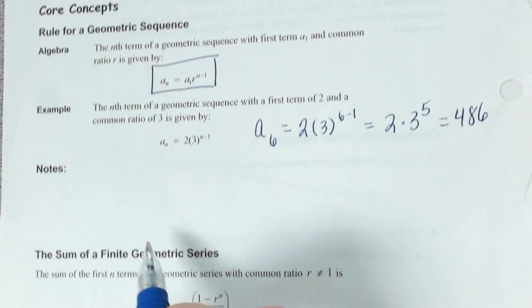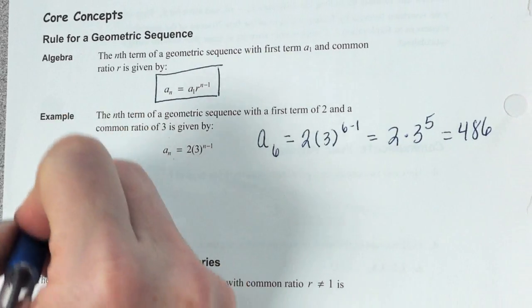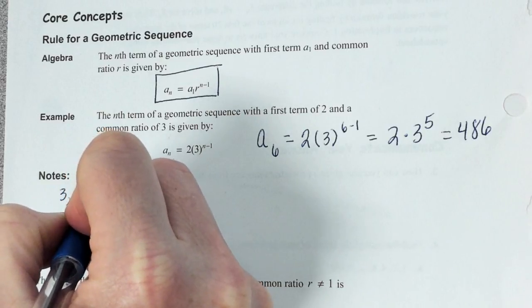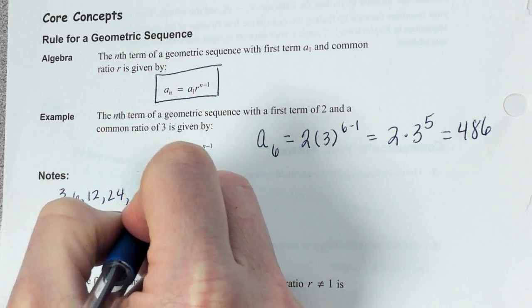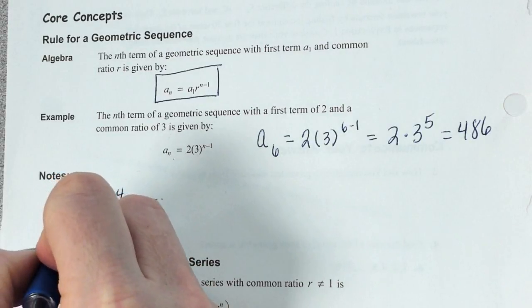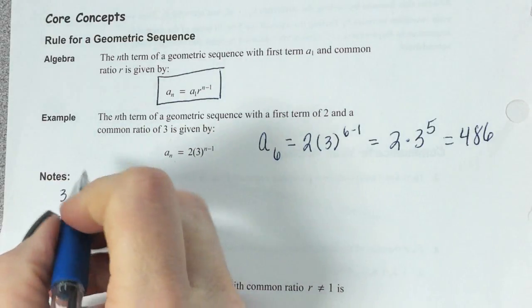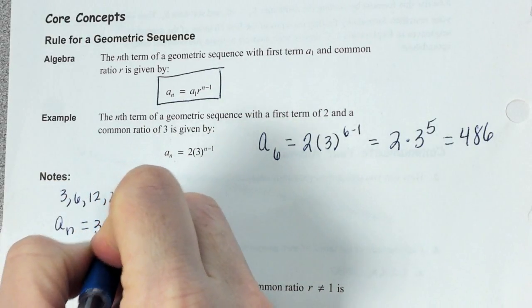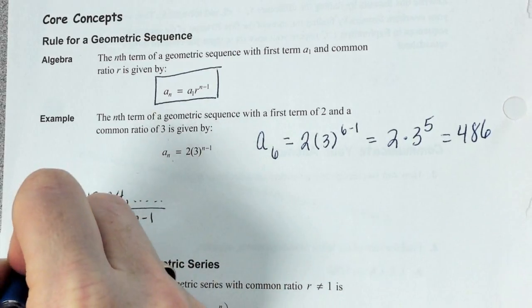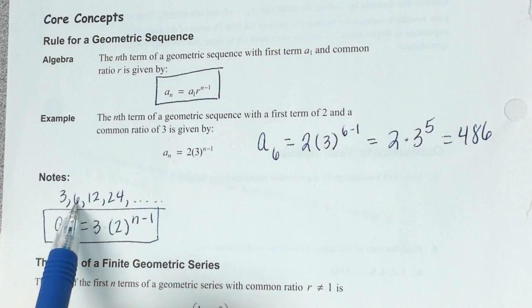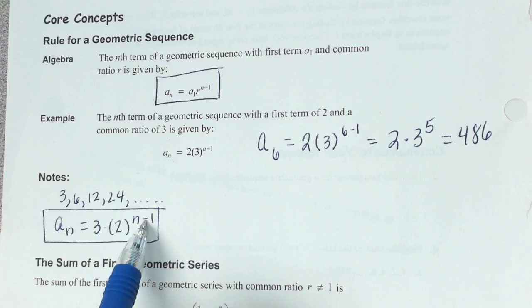All right, so now I want you guys to come up with the rule if I give you this pattern. So let's say we have 3, 6, 12, 24, ... What would be A sub n? What would be that rule? Chloe? 3 times 2 to the n minus 1. Good. She's right. So all we had to do was plug in A sub 1, find our R value, we're multiplying by 2 every time, and then to the n minus 1.